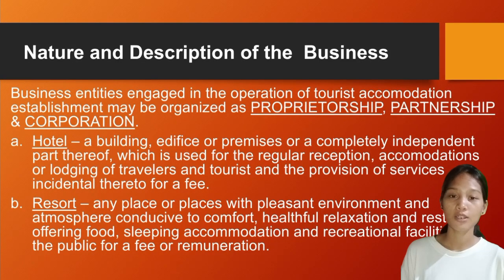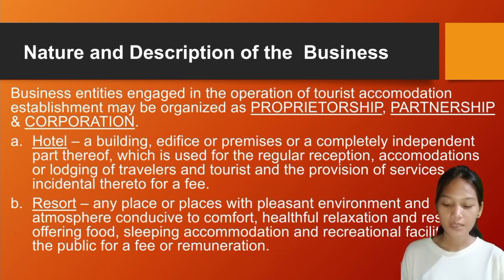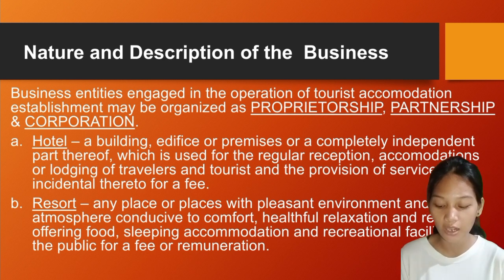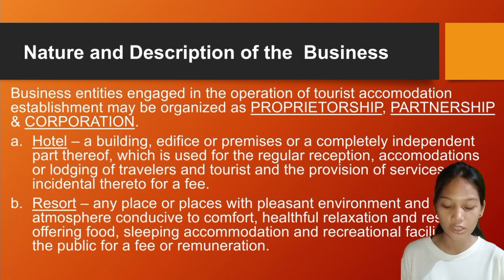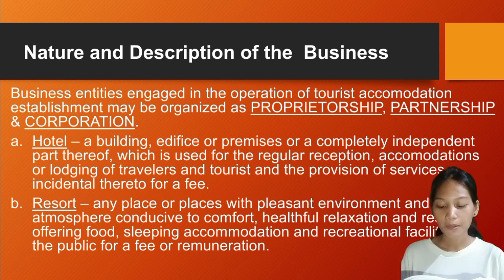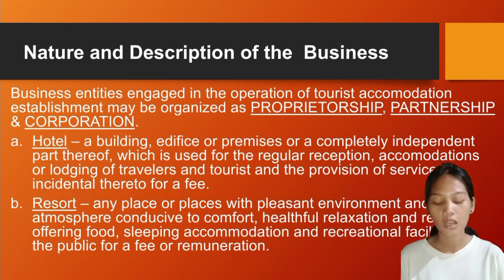Description of business. Business entities engaged in the operation of tourist accommodation establishment may be organized as single proprietorship, which means owned or run by one person. A partnership consists of two or more owners, and a corporation is a group of people authorized to act as a single entity.